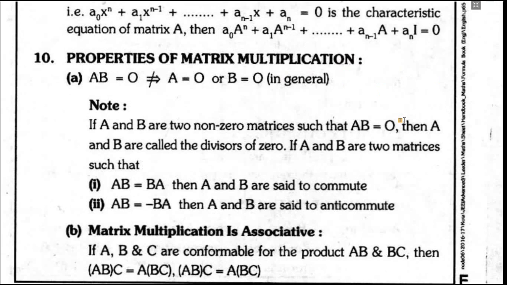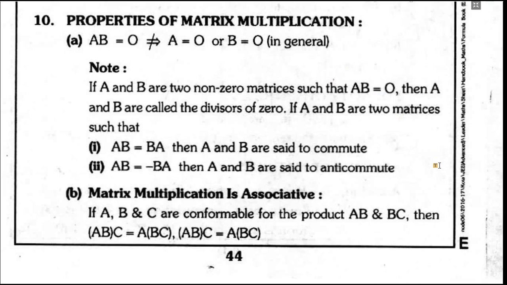Properties of matrix multiplication. AB equals 0 doesn't imply that A equals 0 or B equals 0. Here 0 means the zero or null matrix, O. Note, if A and B are two non-zero matrices such that AB equals O, then A and B are called the divisors of zero.